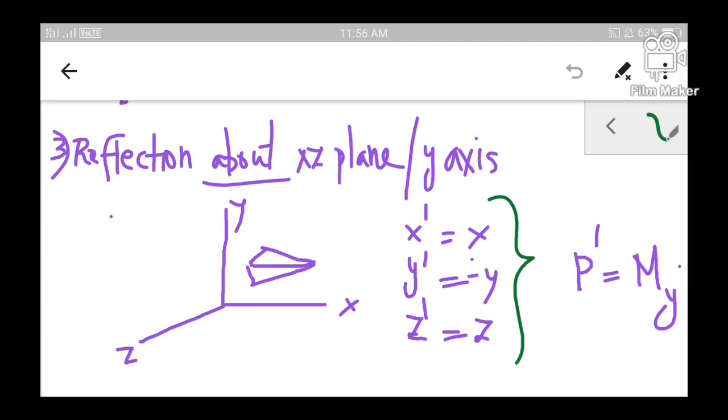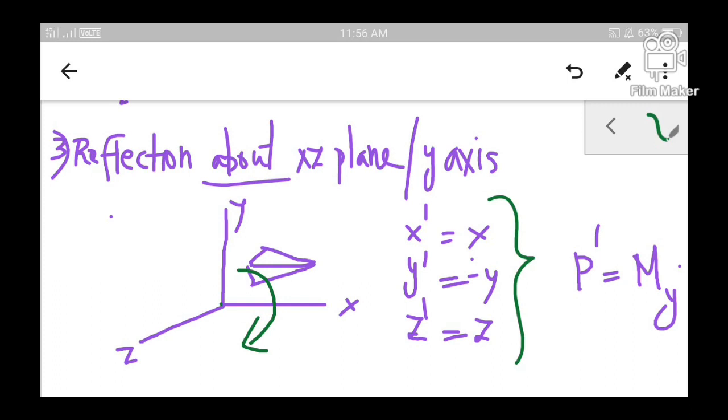That means initially a three-dimensional space is given to you with an object like this. It's a 3D object. After reflection, the reflection takes place about the y-axis. That means this is how the object is going to reflect. Sorry, this is not the direction. This is the direction. This is how the object is going to reflect.